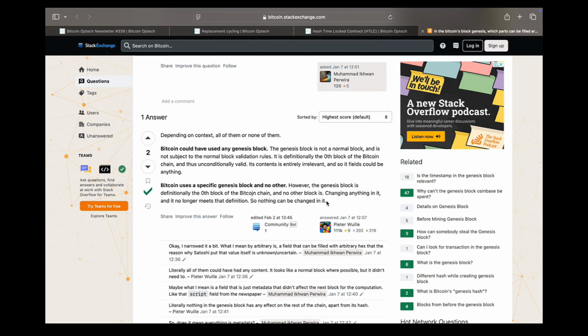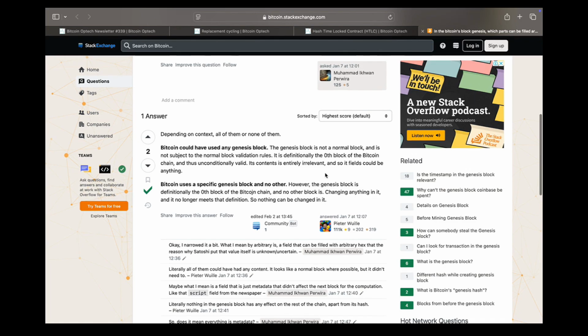But now that he hard coded it and now that he mined blocks on top of it and other people have mined blocks on top of it, now it is not possible to change the Genesis block, right? Because you have to undo the entire chain, all the 800,000 blocks that have been mined on top of that Genesis block, you'll have to undo all of that, which is practically infeasible, right? So the answer is, it depends on what perspective you're coming from. If you mean, could Satoshi have chosen another Genesis block? Yes, he could have. Can we change the Genesis block today? No, we cannot, right? So that is what the answer is.